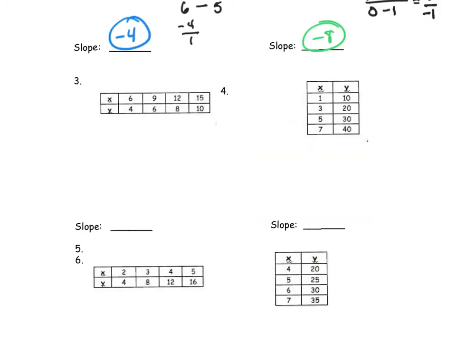Okay, I'm going to use the informal method on problem number 3. And again, I'm going to start with a change in my y's. As I look, it's consistently going up by 2. So that would be 2. And my change over x, if I look, this is consistently going up by 3. So the answer is 2 over 3.